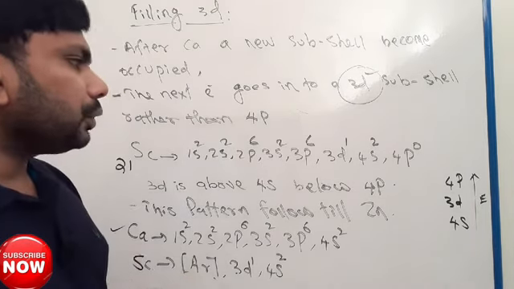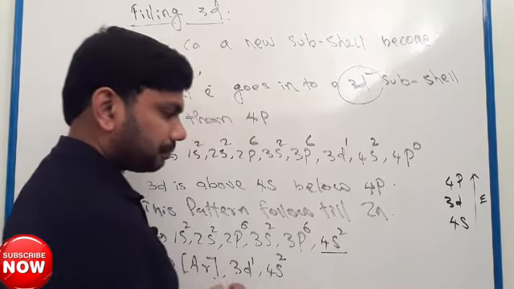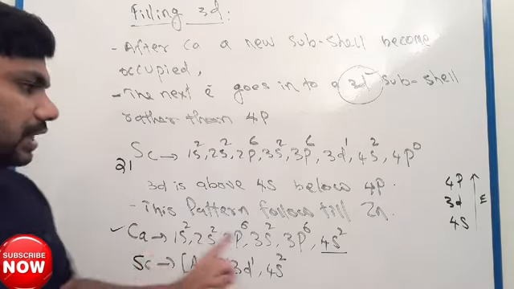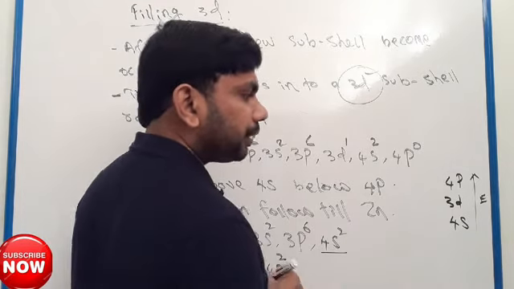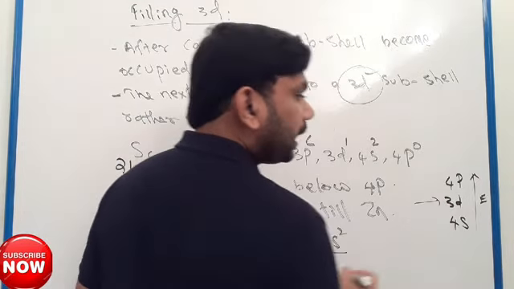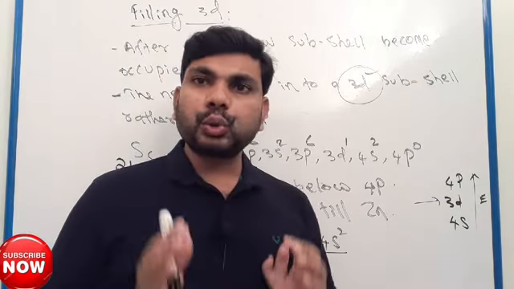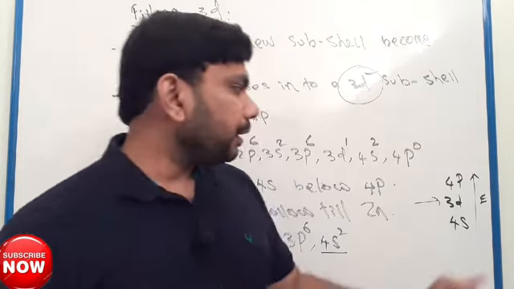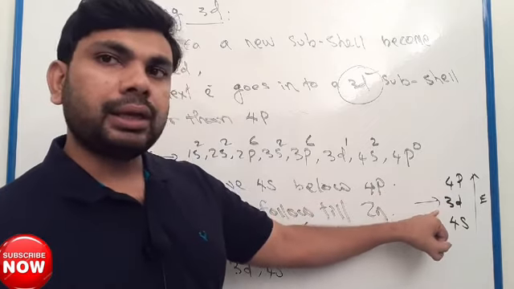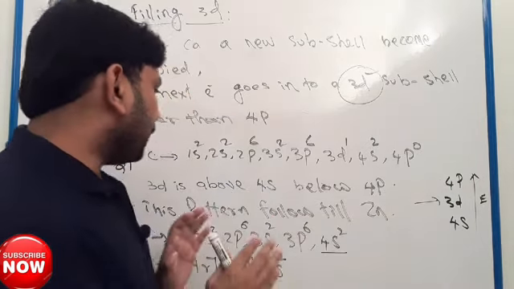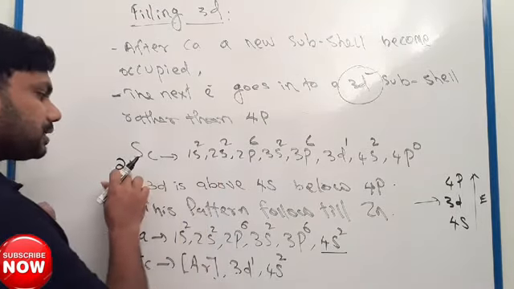The electronic configuration of calcium ends at 4s. After 4s it is 3d. According to increasing order of energy, 3d is above 4s but below 4p. That's why in the electronic configuration of scandium, which is 21, we write as follows.